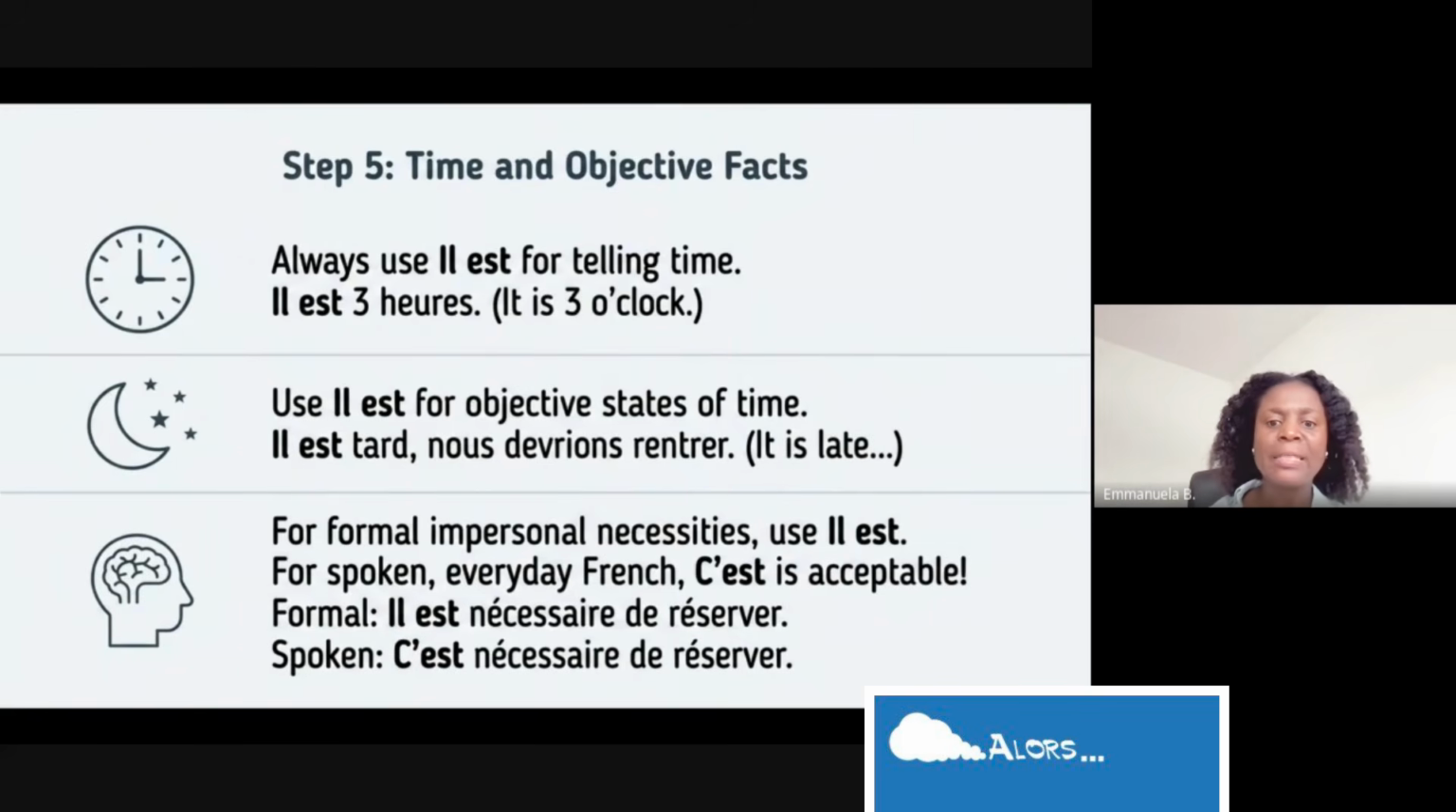For example, il est 10 heures. Oh, il est tard. It's 10 o'clock. It's late. You also use il est in formal impersonal expressions, such as il est important, il est nécessaire, il est indispensable. But in spoken everyday French, you will rather say c'est important, c'est nécessaire, c'est indispensable.